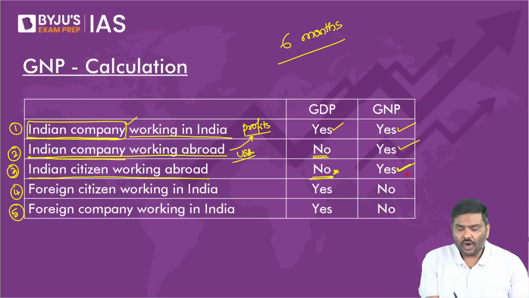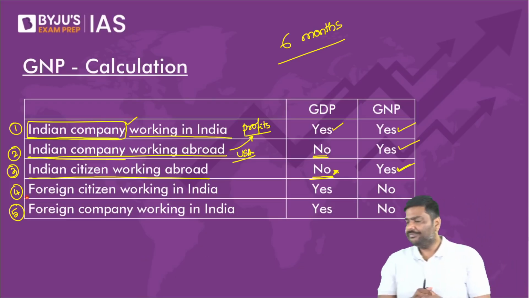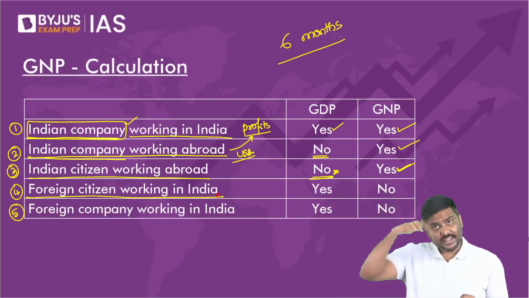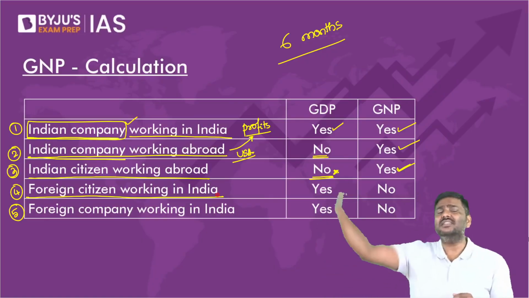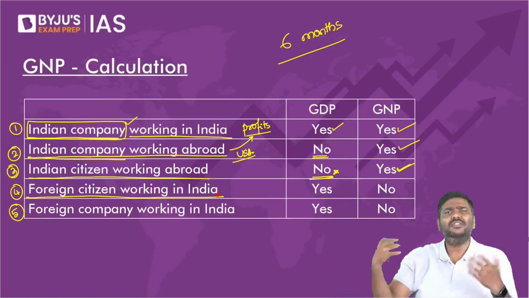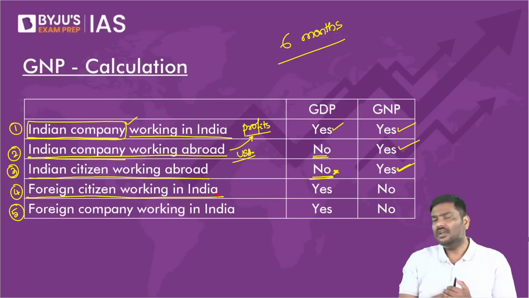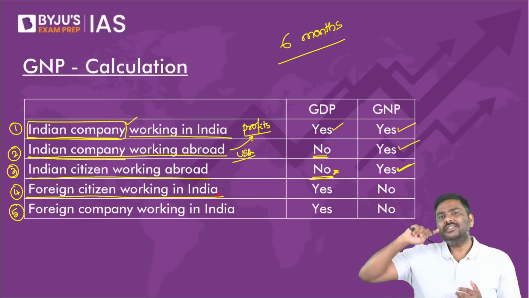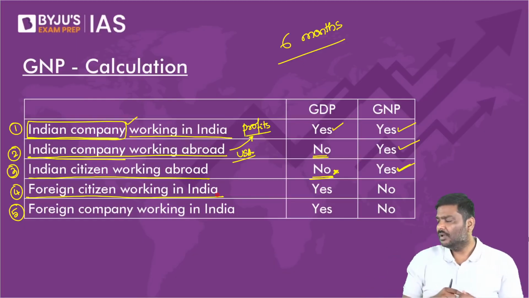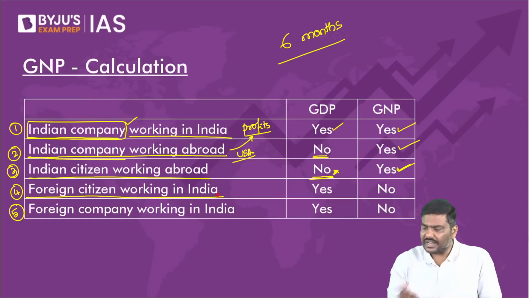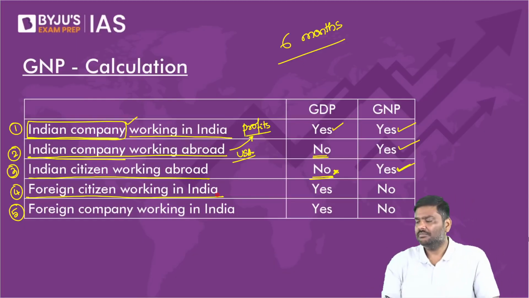Next one. Foreign citizen is working in India. Just like you have gone to USA, imagine a specialist or a consultant will come to India for 3 months, for 6 months. Question number 1. Salary earned by this foreign consultant working in India, will it be counted as part of GDP? Answer is yes.